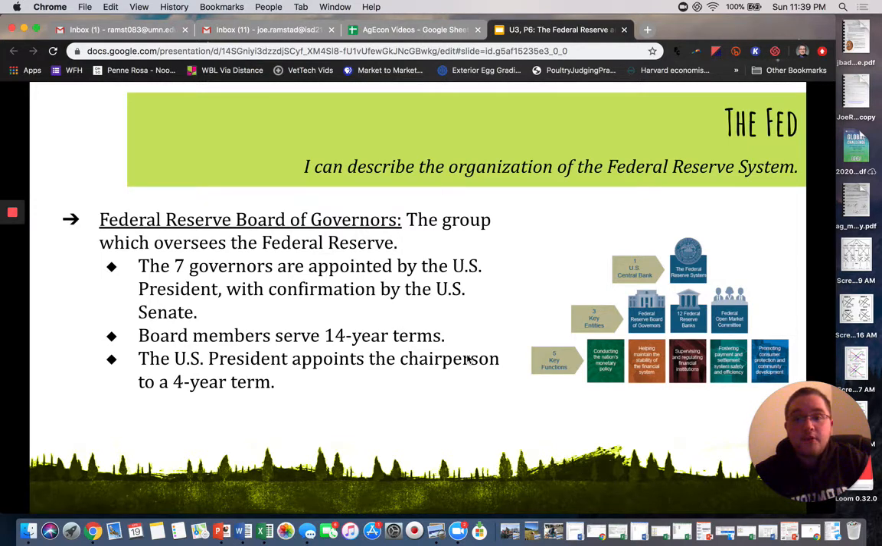And these members serve 14-year terms. Okay? The U.S. president then appoints the chairperson to a 4-year term. So the chairperson comes in and they are the chair for 4 years. And then after the 4 years are over, they leave the board and then another chairperson is elected at that time.